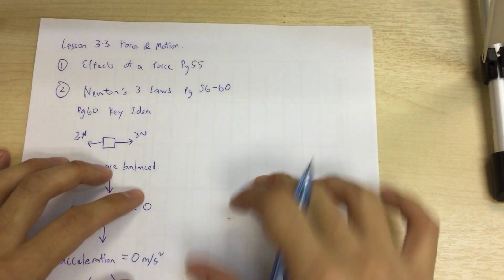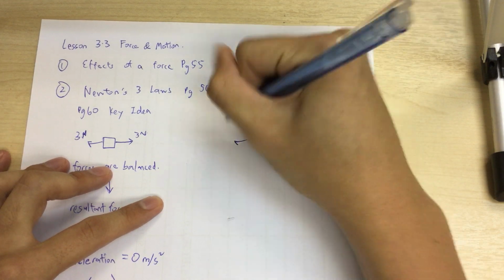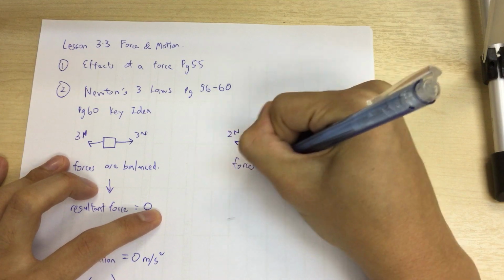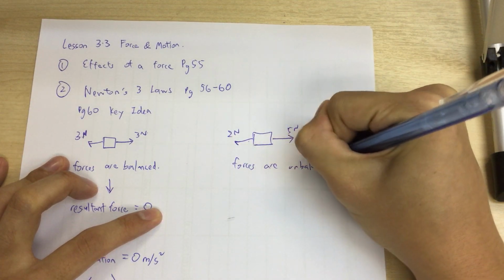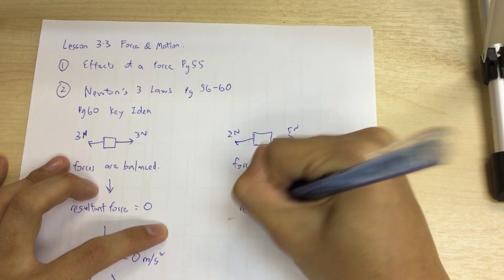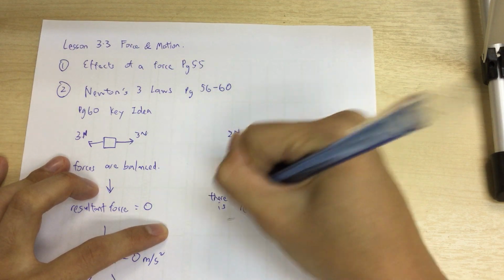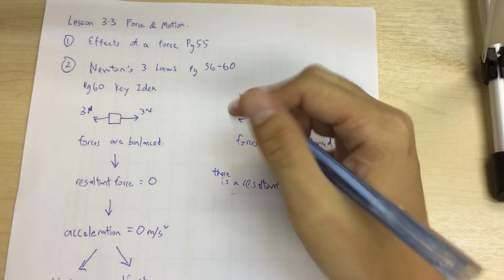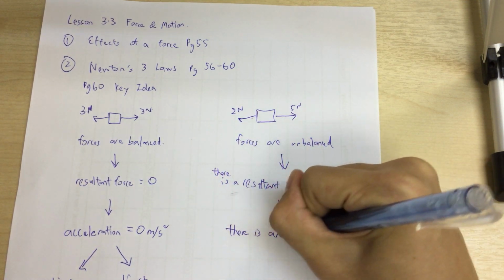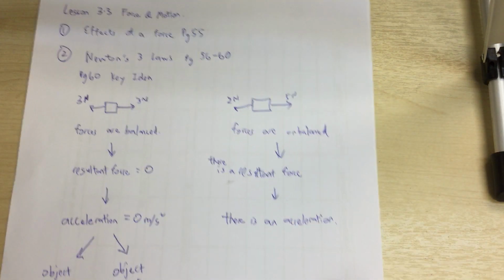The second situation is when the forces are not balanced. So for example, you have 5 newtons here and 2 newtons here. In this case, we can say the forces are unbalanced. That means there's a resultant force. Okay, there is a resultant force. And what can you say? There is an acceleration. So now we know there's an acceleration. How do we calculate this acceleration?